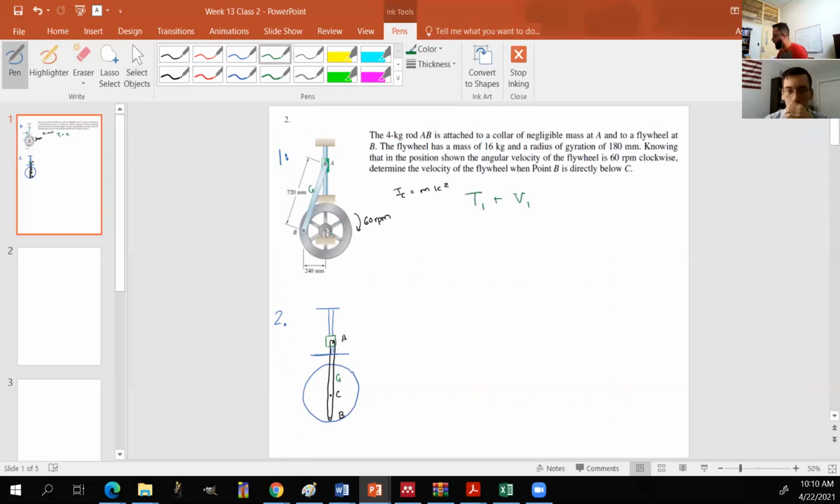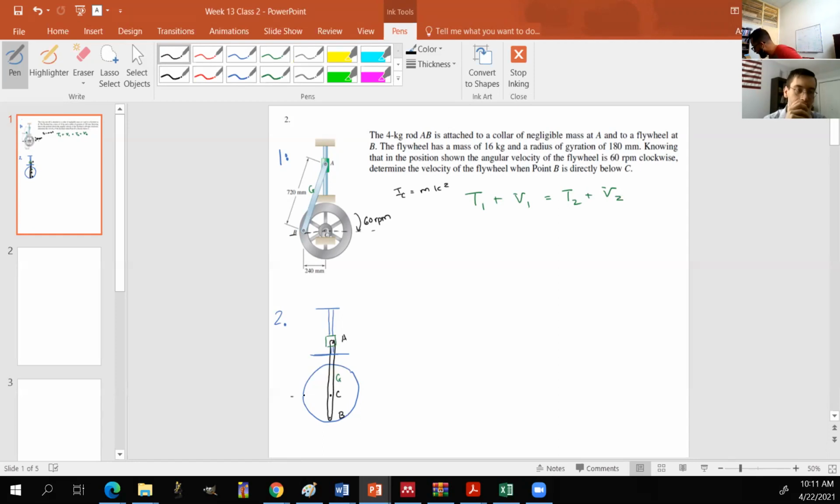And where's the best place to choose the datum for the potential energy? Is it below? What do you think is the best position? Below, you mean somewhere here? No. Yeah, if you're looking at the first drawing, yes. I think the easiest place, and you guys can prove me wrong, is to have the datum be right there, because then you don't need to worry about the potential energy of the flywheel. You only need to worry about the potential energy of the rod, right?